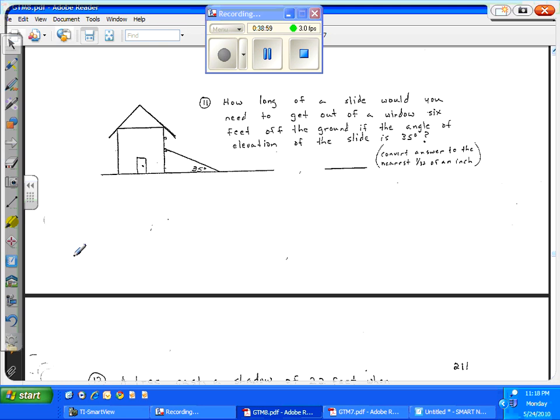Now, it said, how long of a slide would you need to get out of a window 6 feet off the ground? That means that the window is 6 feet off the ground, and we want the length of the slide x, and we're making the assumption that the building is perpendicular to the ground. So what we have here with the slide and that distance and the height to the window is a right triangle. We've got a 35-degree angle and a side that's 6.